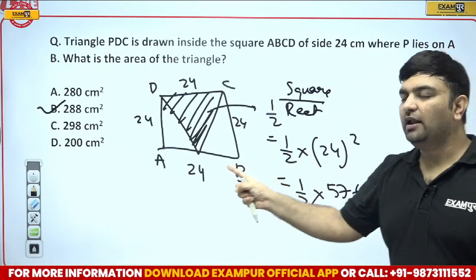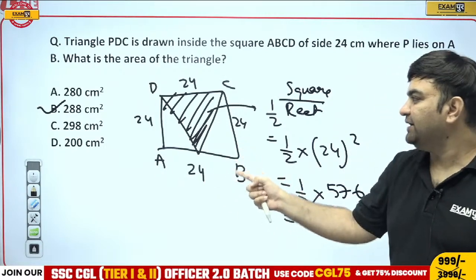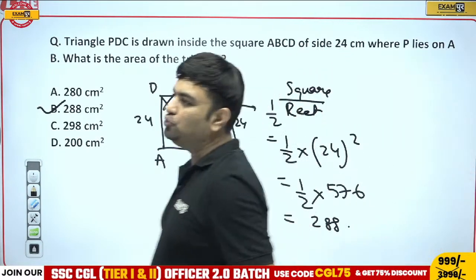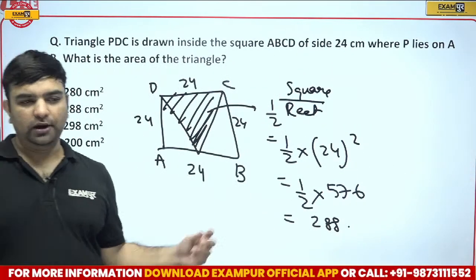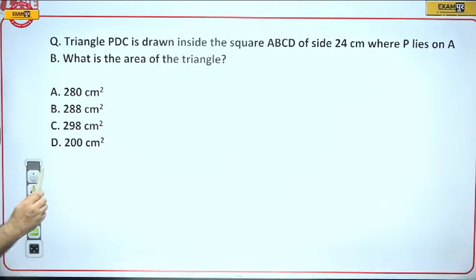If it is a rectangle, we will take length into breadth. Since it is a square, it is 24 into 24, or we can say 24 squared. Let's move on to the third question of the day.